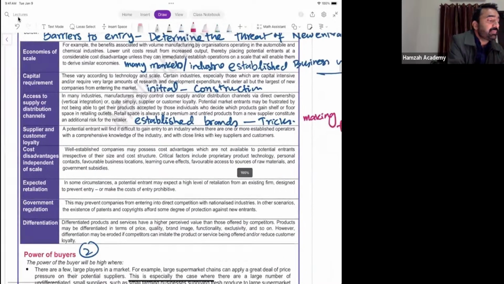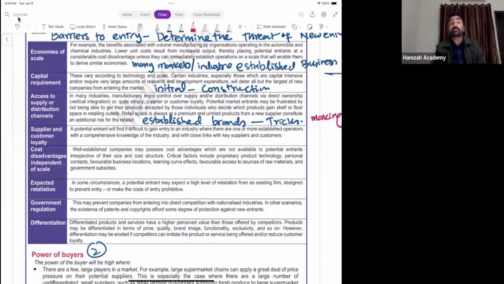Okay, next one, supplier and customer loyalty. In a lot of industries, markets and products, the suppliers and customers might be loyal to existing established brands. So this would become a strength for existing brands and would become a threat or weakness for the new players. And new players might have to compete even more in order to get the customers from established players. And do you think established players might digest it easily? They may retaliate as well.